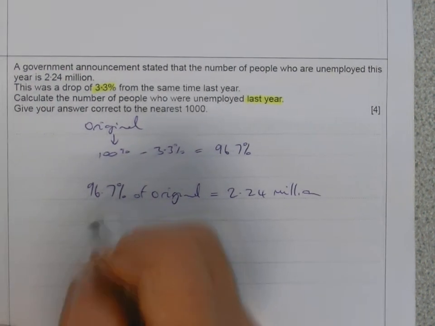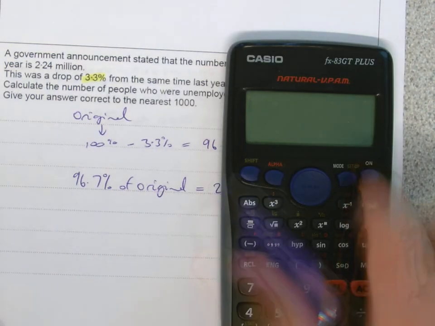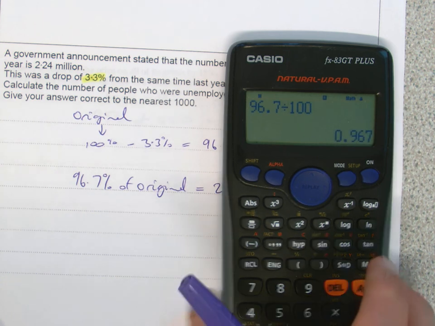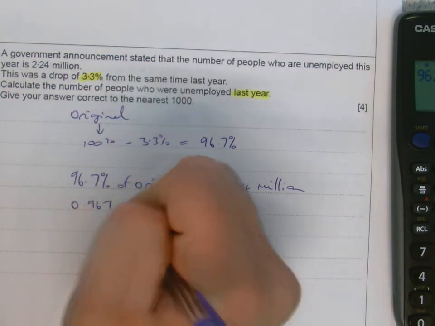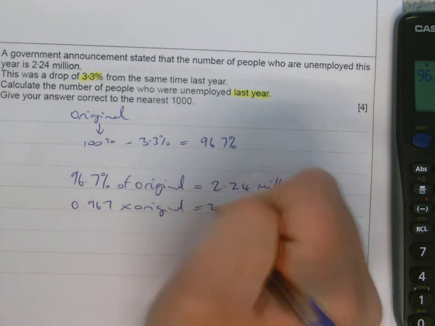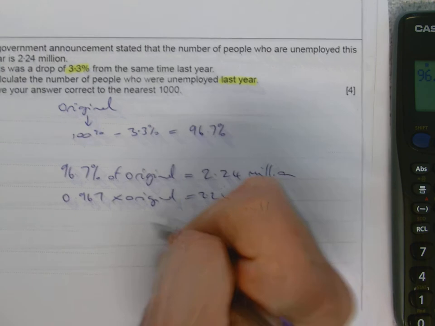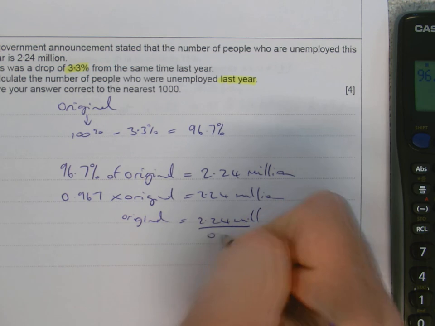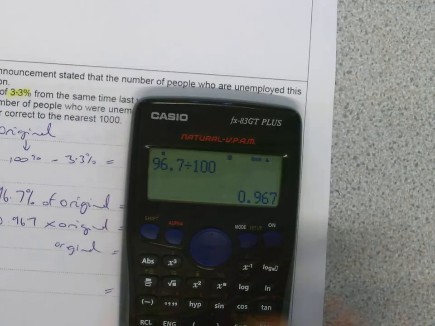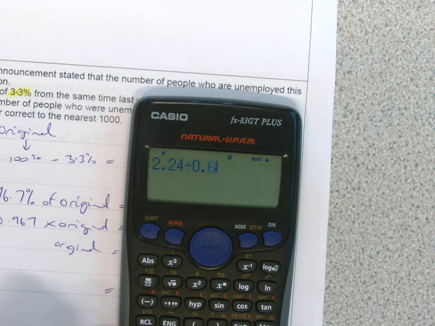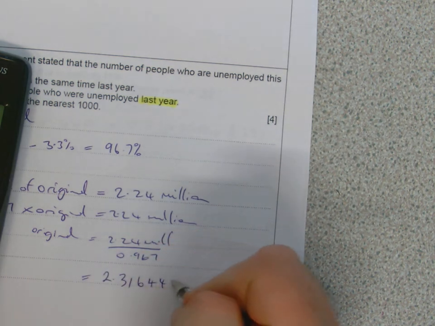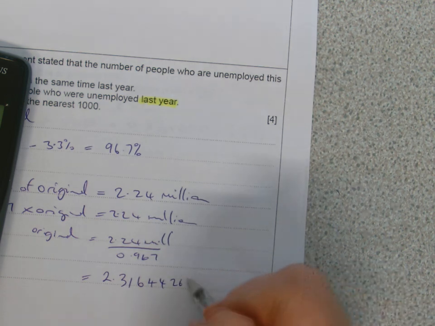Now in terms of this year, remember to change that to a decimal. All I'm doing is dividing by 100. That's all you do, and that's 0.967 times, of course, and then you just do your maths. So to get the original, you divide. So I get 2.24 divided by 0.967. So I get this here, 2.316442606 million.